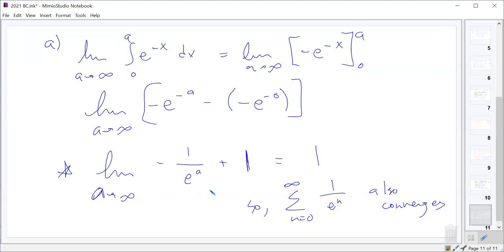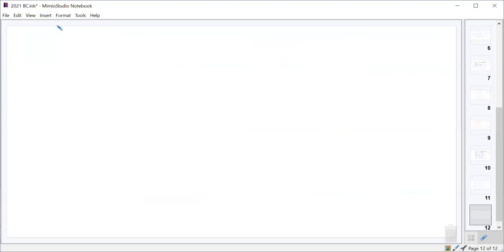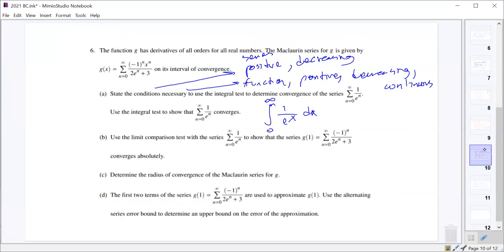All right, everybody good there with A? People in the Zoom, you good? Yeah. Good. All right, part B, use the limit comparison test with the series to show that the series g of 1, oh, they did use g earlier, to show that this series converges absolutely. So what does the limit comparison test say we need to do?